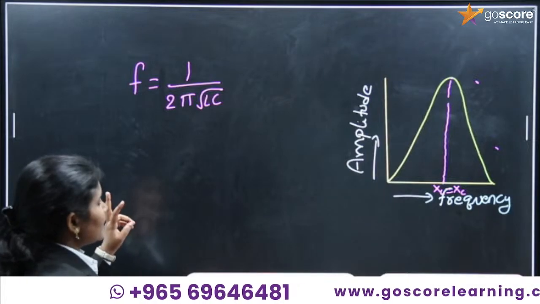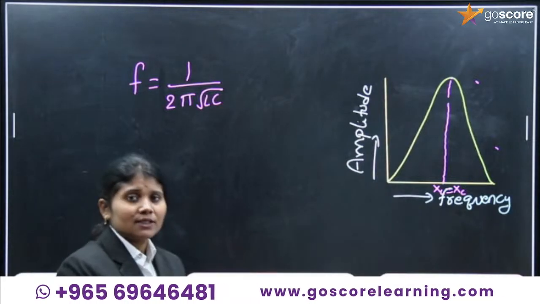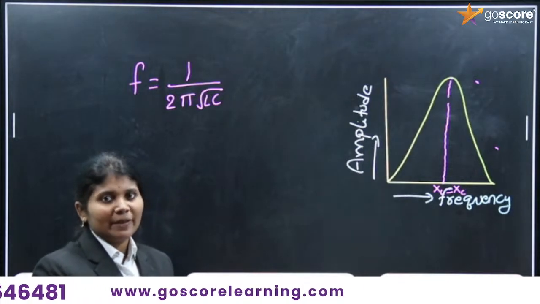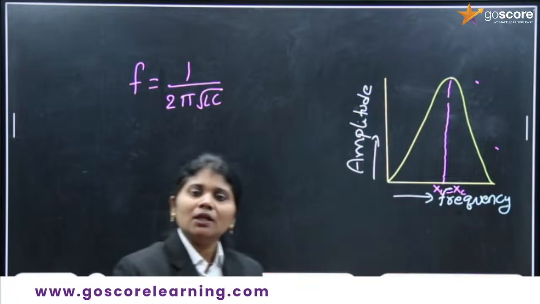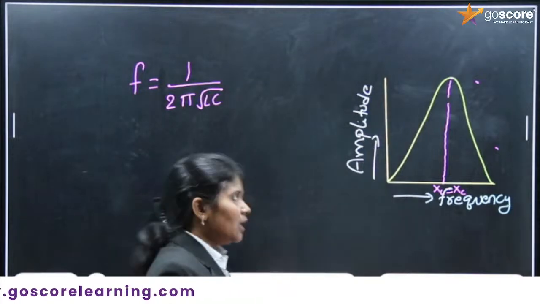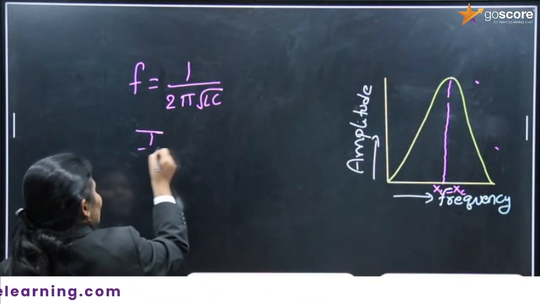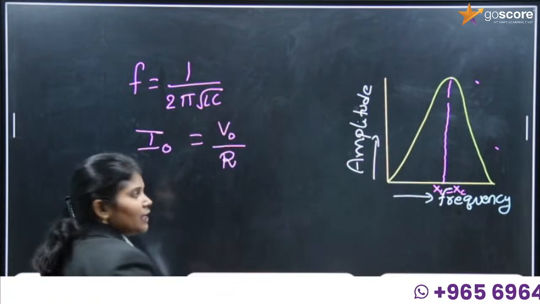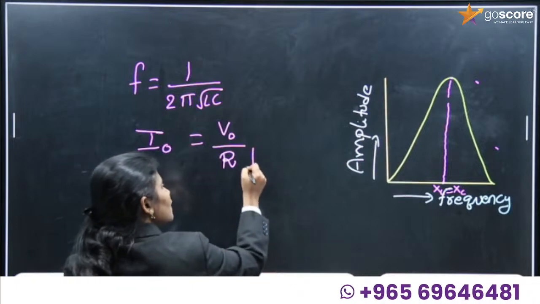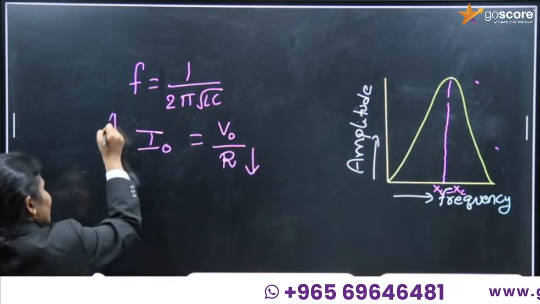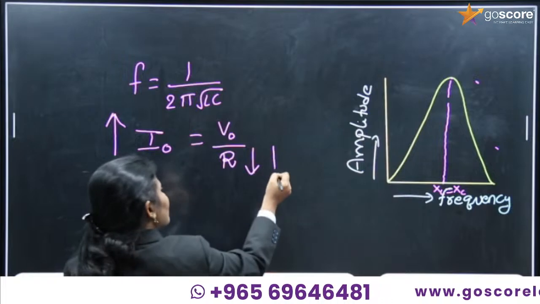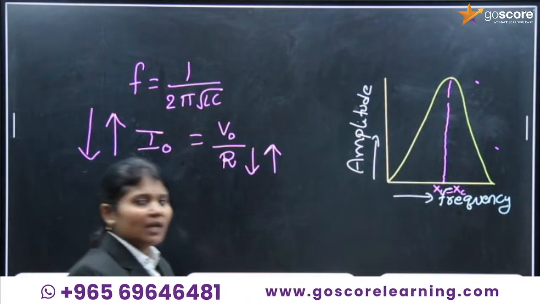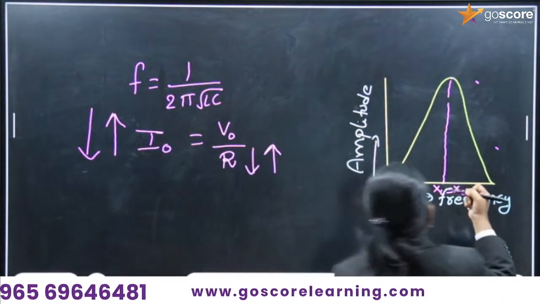So here what is happening? Depending upon the resistance, it will be changed. If resistance is low, then the current will be maximum. I naught is equal to V naught by R. Resistance decreased, current increased. Resistance increased, current decreased.